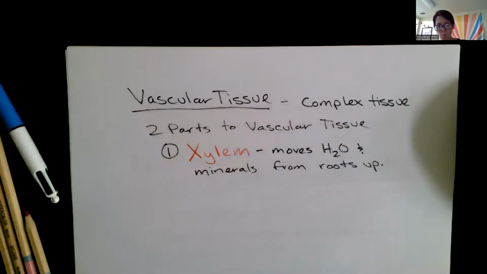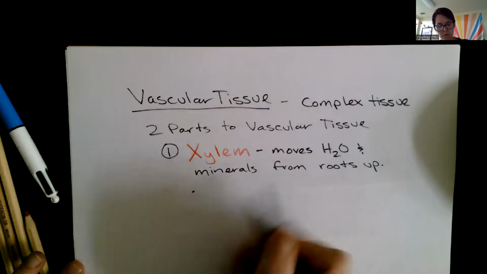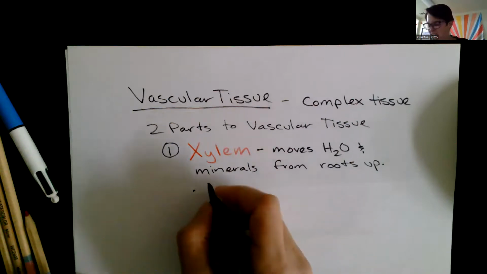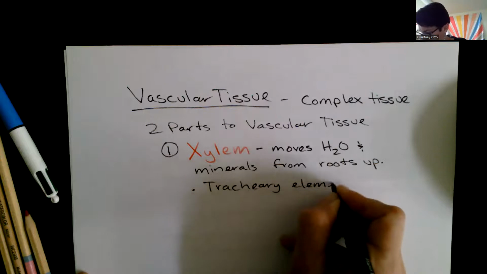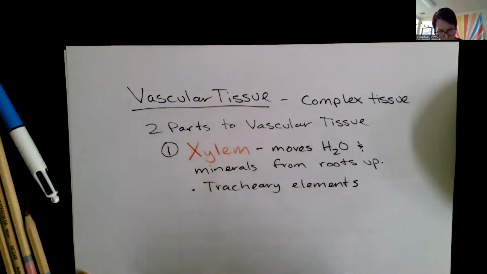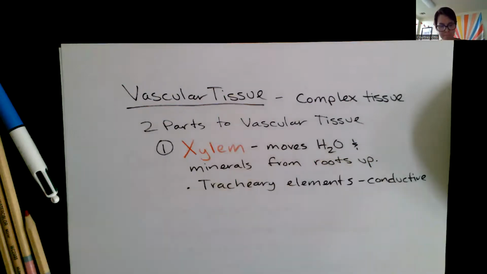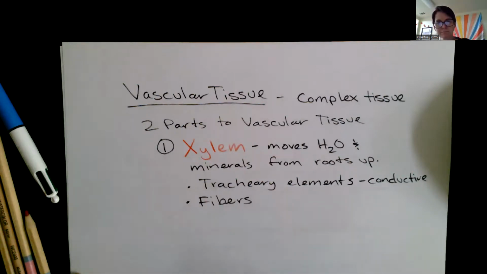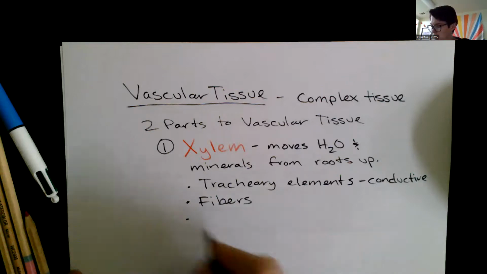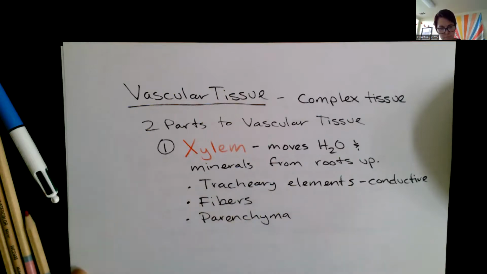So it's going to move water and minerals that are absorbed from the soil up in the plant body. As far as the cells we can find in the xylem, the ones that are actually moving the water, we've already talked about. Those are those tracheary elements. They're going to move the water and whatever's dissolved in it, those minerals, up. There's also going to be some fibers in there for support. And we can also find parenchyma inside the xylem, serving really as some storage inside there. Right, so that's our xylem.